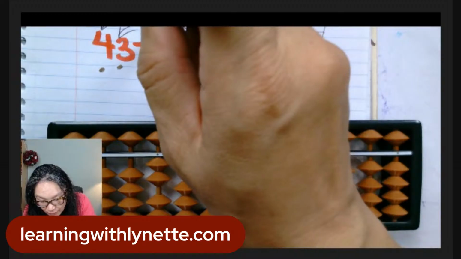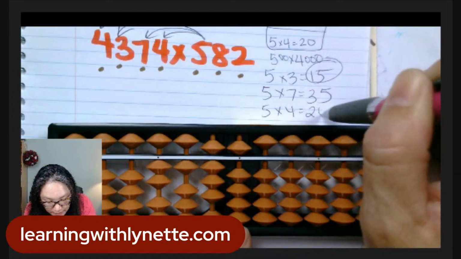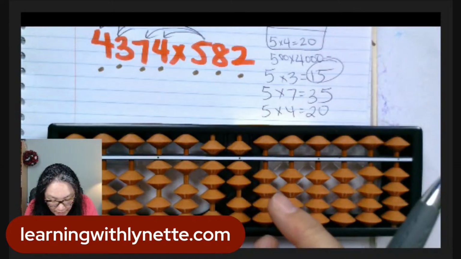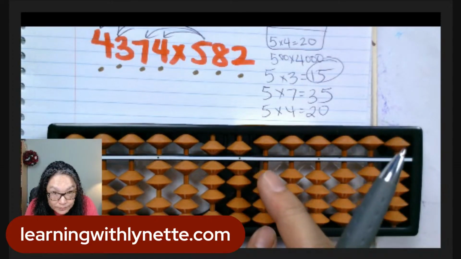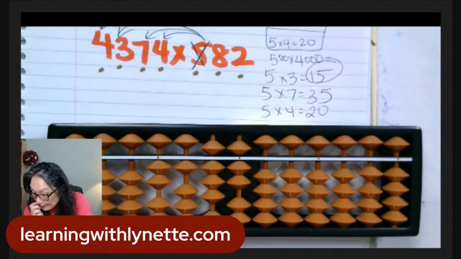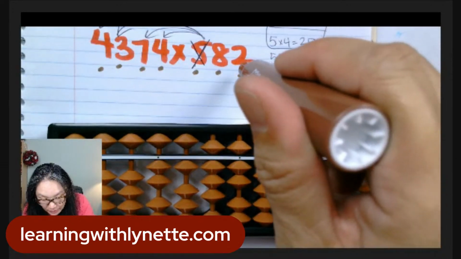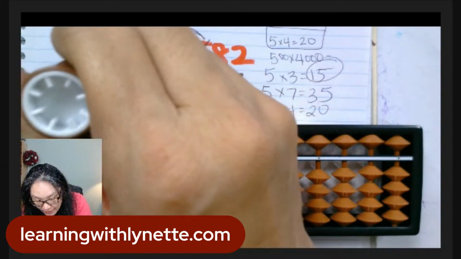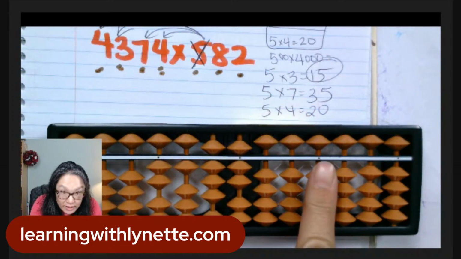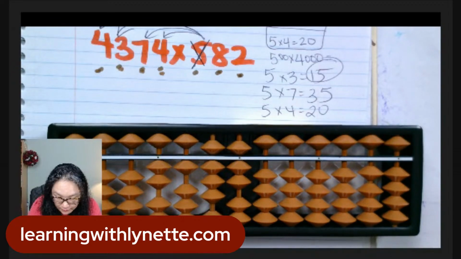So 5 times 4 is equal to 20. I had my 2, I had my 0. Now I'm done with this one. Now what do I do? I count again. 1, 2, 3, 4, 5, 6. So I'm over here now.